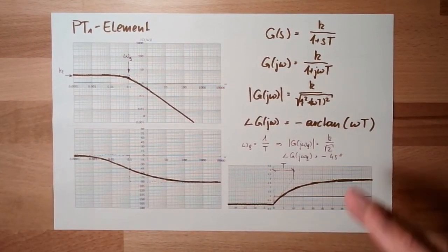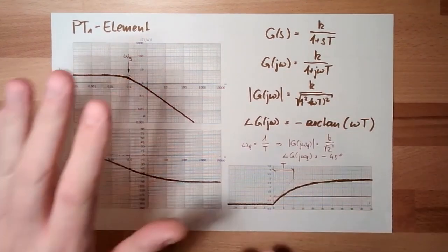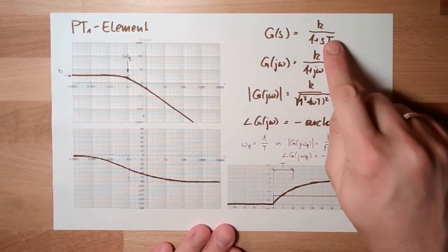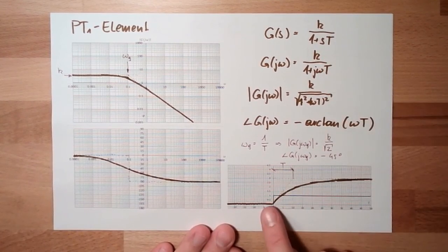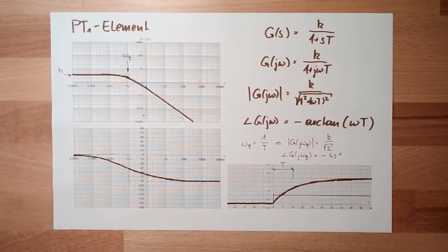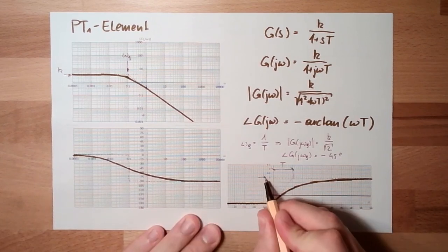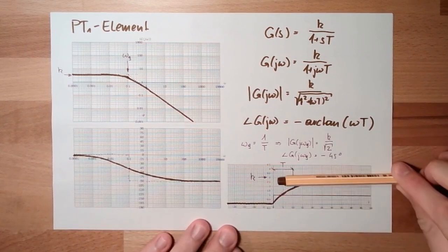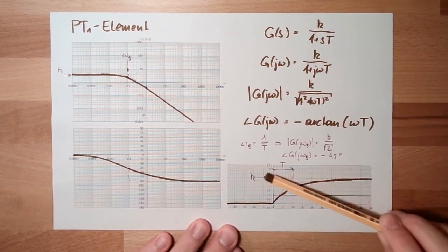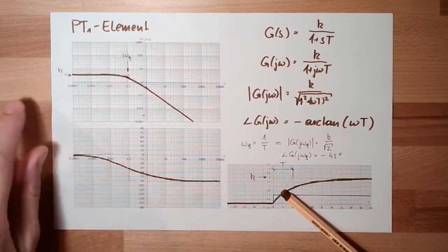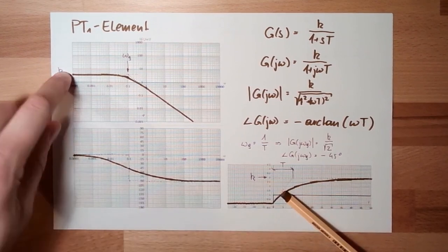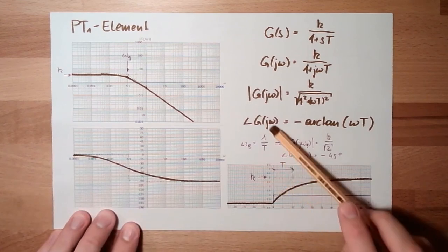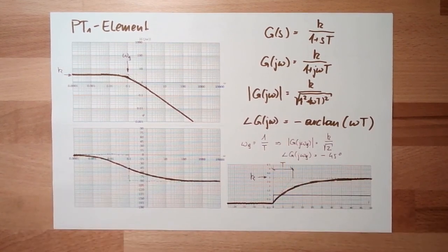This is transfer function. This is frequency response, step response. You can read the characteristic things out of this. K, I forgot here to write K. K is the stationary end value. You can read it out. T is the time constant. You can read it out. Also here, K is the value here. And T is hidden in this characteristic frequency. That's it.